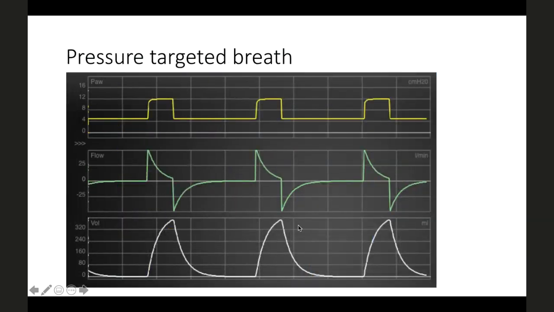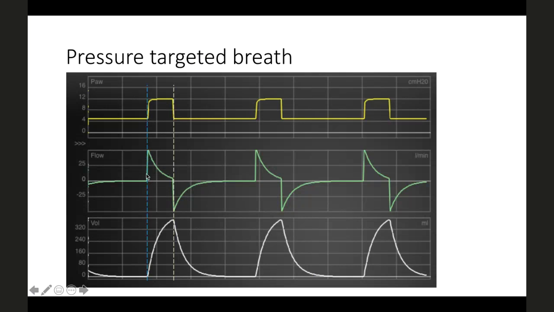Now the second option is you tell the machine, I need to build up pressure to say 12 centimeters of water. Whatever volume you are able to deliver, I am happy with it, because I need the characteristics of a pressure targeted breath. So here is what happens. You can see at the initiation of the breath, the pressure tracing goes to the preset value of say 12 centimeters of water, and then it comes back to the baseline that we have given, that is the PEEP.